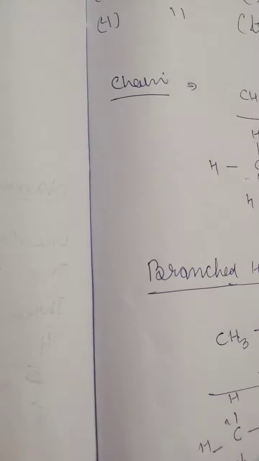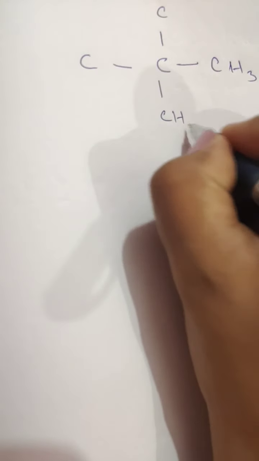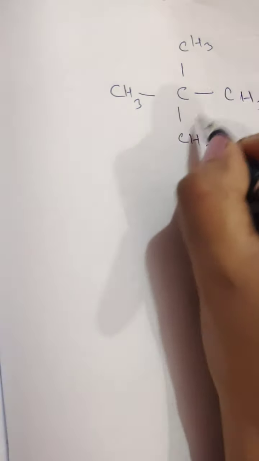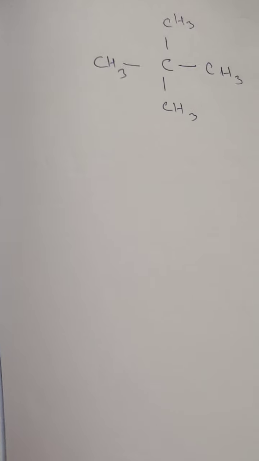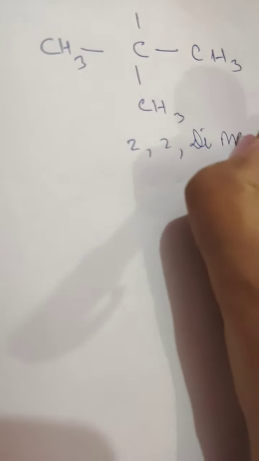So one more example of a branched hydrocarbon will be a simple C carbon, and C and C. So it's a branch, it's not a chain, it's not a ring, it's a branch. So here it will be CH3, CH3, CH3 and CH3. So this central C does not have anything because every electron is shared. So it's 2,2-dimethylpropane.